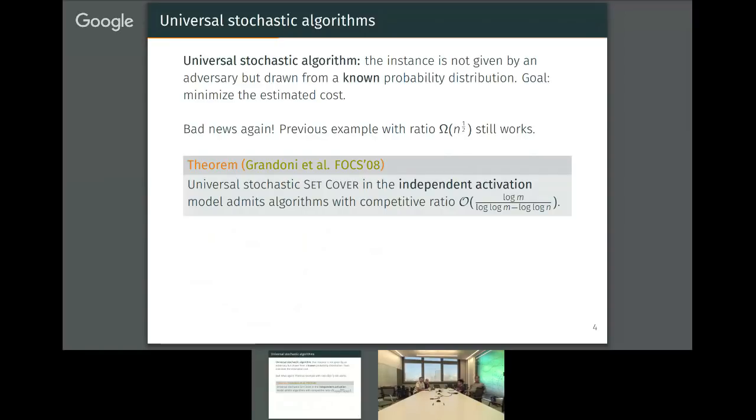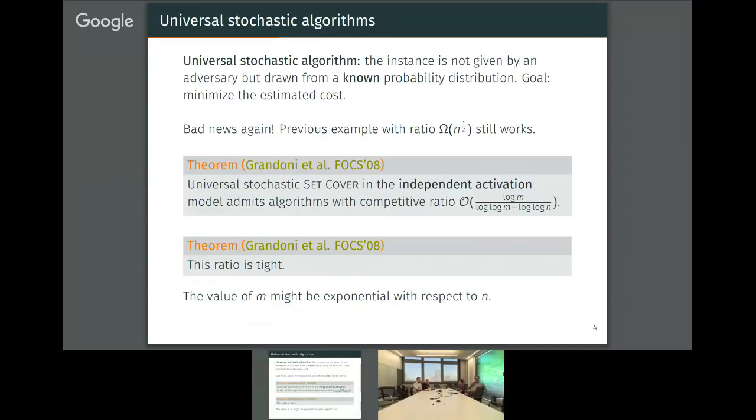And some idea is to consider some limited family of probability distributions. For example, we can say that each element is being activated independently, and for such a model, Fabrizio et al. proposed an algorithm with a competitive ratio logarithmic in M, where M is the number of sets, and M might be exponential with respect to n. So this is still far worse than for the classical set cover, and this competitive ratio is tight.